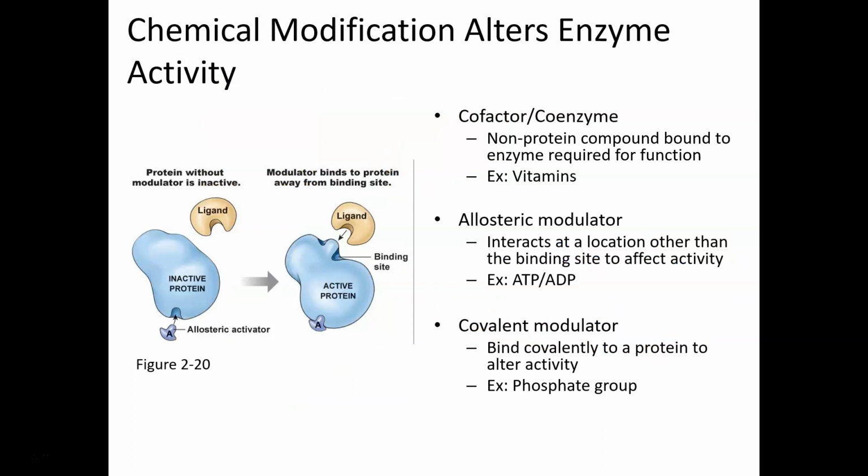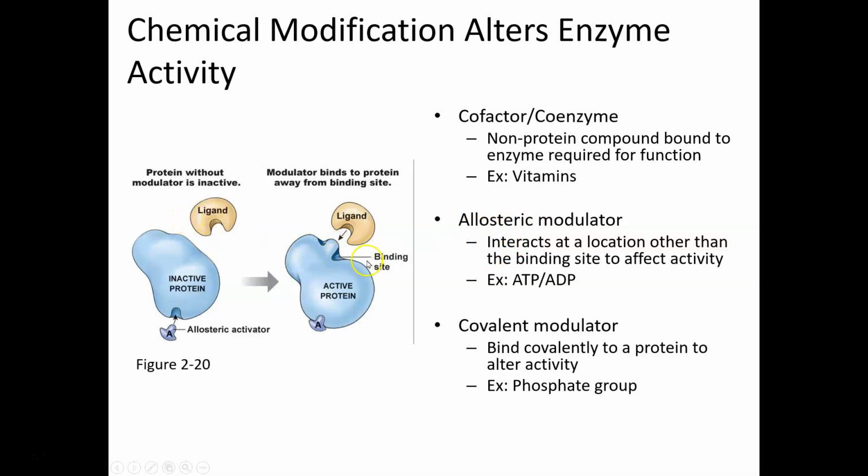We can also alter activity by looking at chemical modification of enzymes. There's always the possibility an enzyme needs a cofactor or coenzyme to work. A common coenzyme are vitamins, where you have to have a vitamin couple with the reaction in order to see it take place. We're not going to worry about those so much, but we're going to worry about allosteric and covalent modulators. So an allosteric modulator, allos literally means somewhere else, works somewhere else other than the active site.